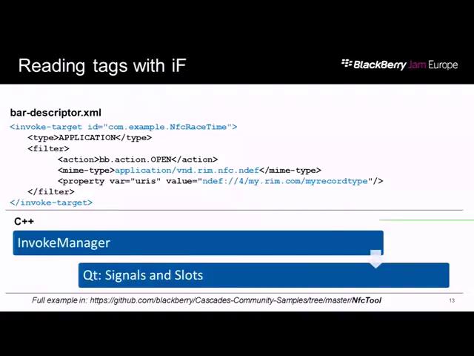In C++, what I do is I use the Invocation Manager, hook up some signals and slots together, which basically notifies me of an event when a tag has been presented to the device. So, registering for a tag and having your application launched on the presentation of a particular type of tag is actually very simple. And the Invocation Manager is used to present you with the data. You just need to handle the plumbing.